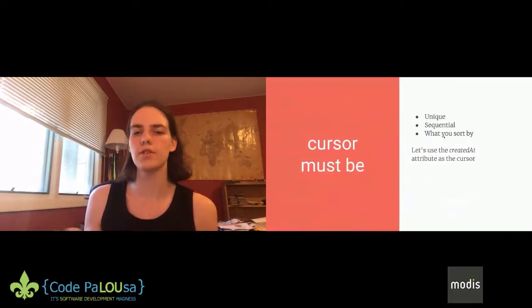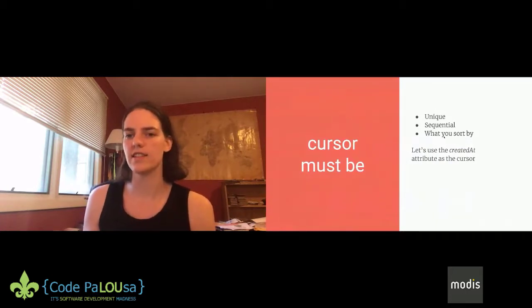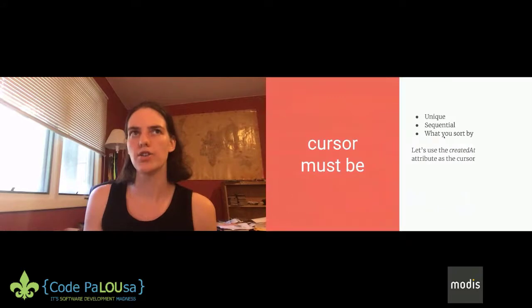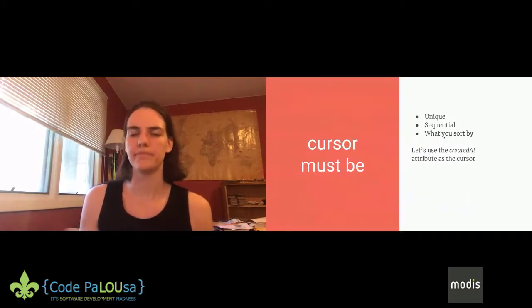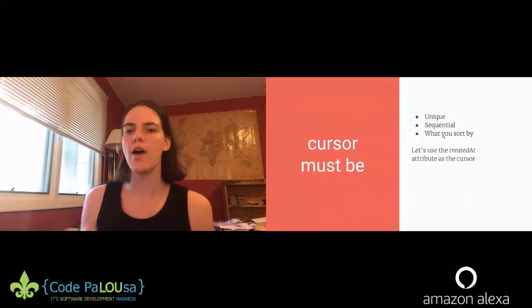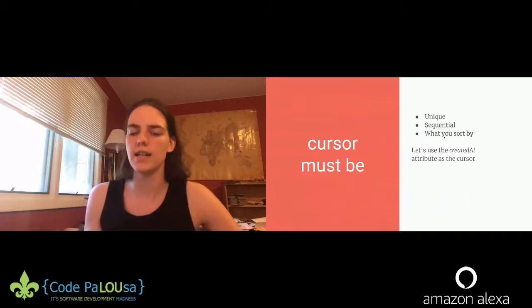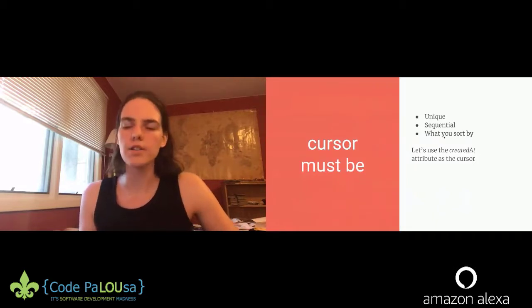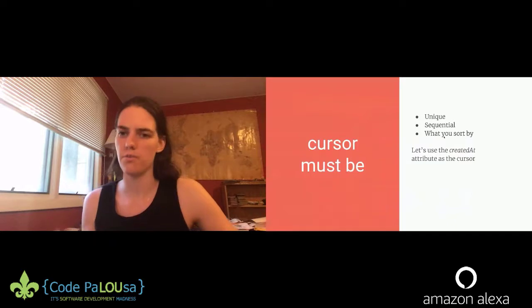So if you're using cursor-based pagination, you have to have a cursor that's unique, sequential, and the thing that you sort by. So it's up to you how you're going to generate a unique identifier or a cursor for a specific record.